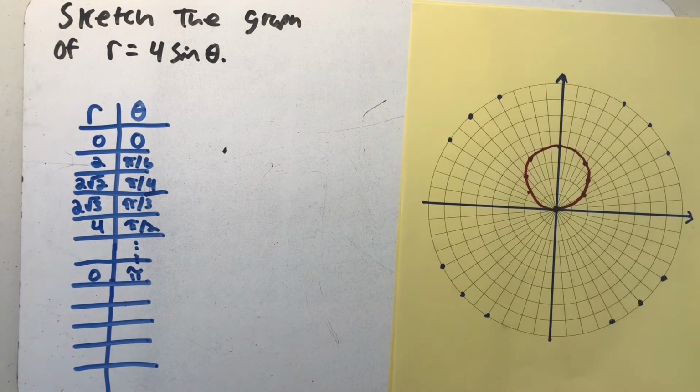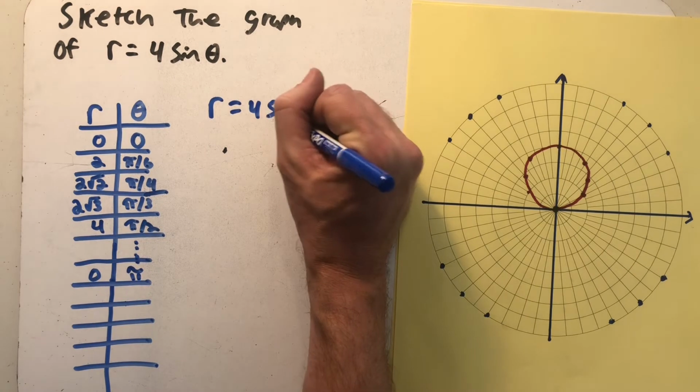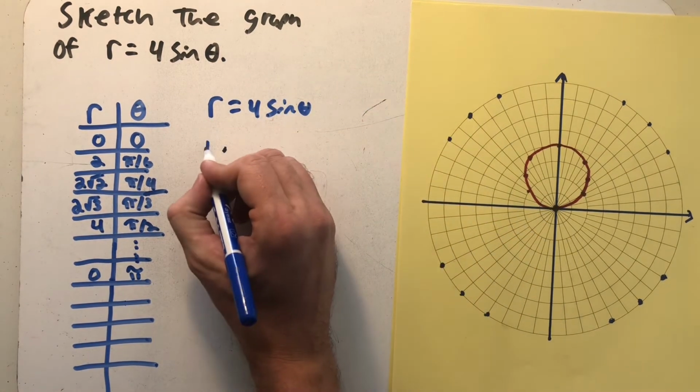And I've said this is a circle. It looks like a circle, but let's make sure, right? I'd hate to be wrong about that. So I'm going to convert this equation to rectangular coordinates.